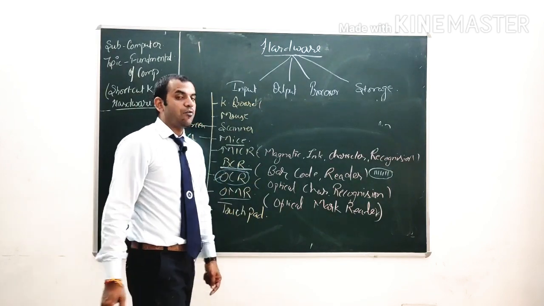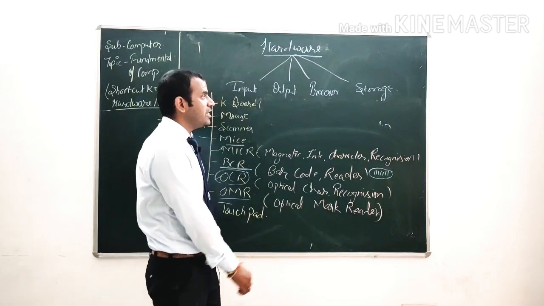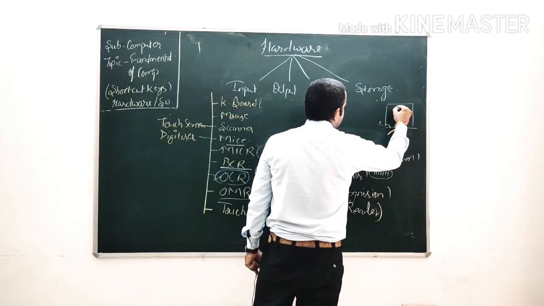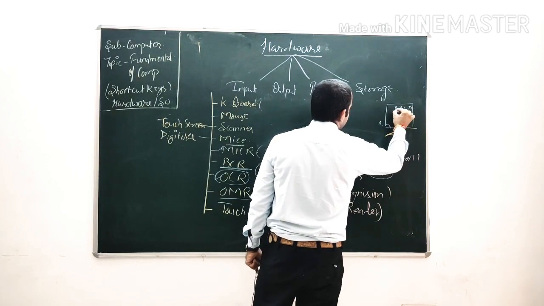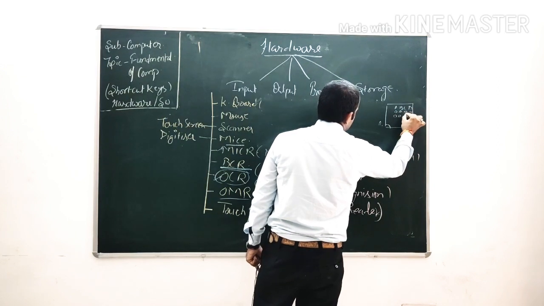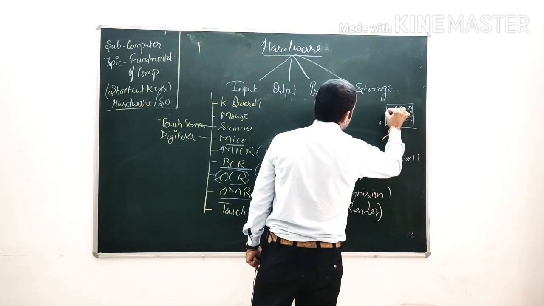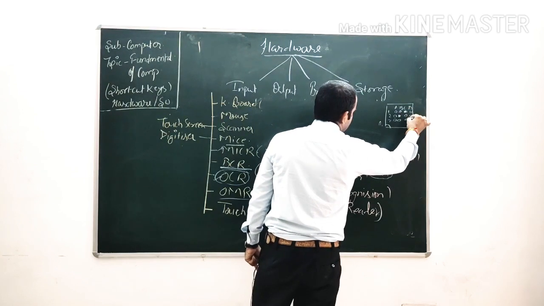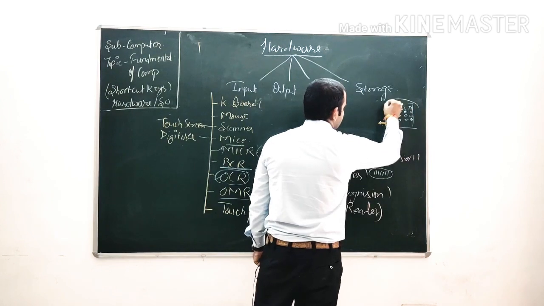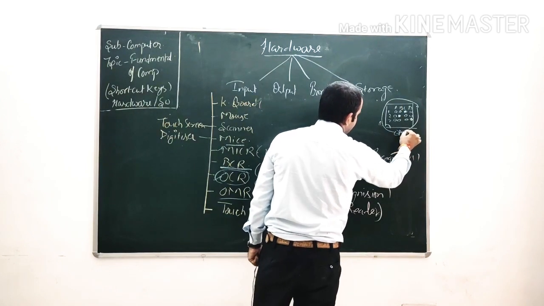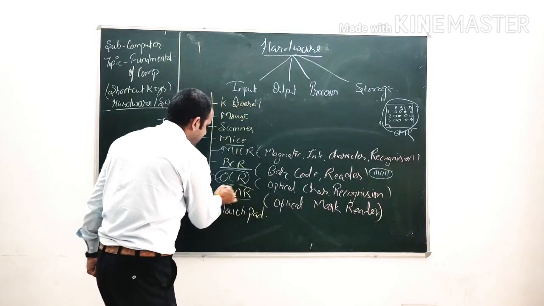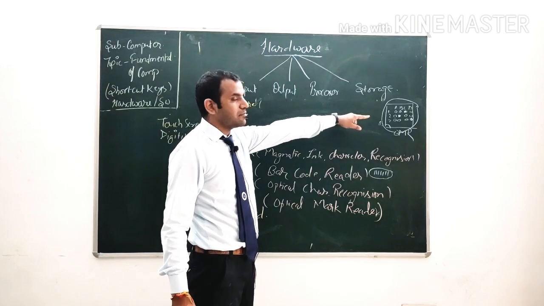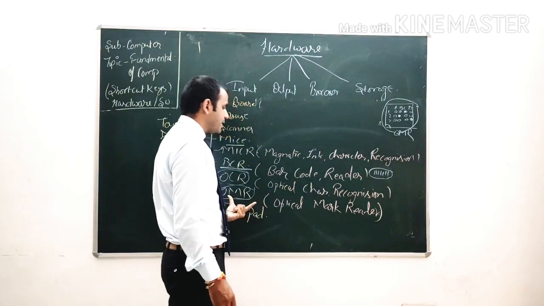Optical mark reader: in offline competitive exams, OMR sheets are available where you fill in bubbles. These are the options A, B, C, D and these are the ovals. Okay, these are the ovals. This is the first question, second question, third question. This is the filling. To read these OMR sheets, the optical mark reader is used. So to read competitive exam and offline exam sheets, the OMR reader is used.